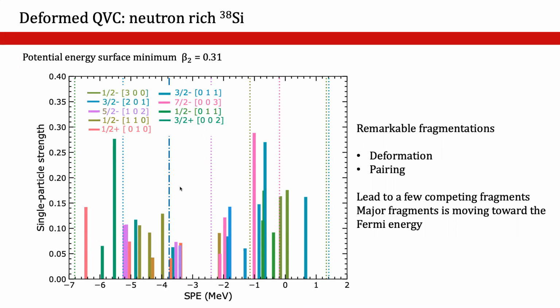Of course, this effect is linked to the fact that those two effects lead to the formation of collective phonon modes at low energies, as I mentioned in the last slide. And the overall trend is, however, similar to the spherical nuclei. The major fragment is moving toward the Fermi surface, and we can get a better description for the single-particle levels.